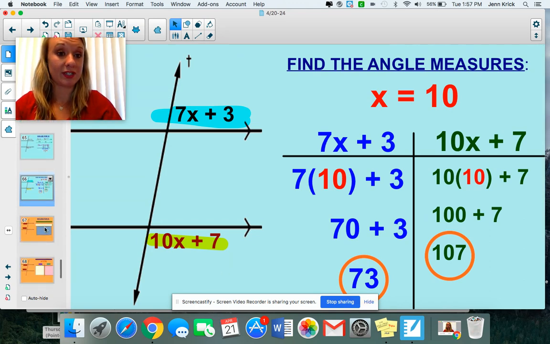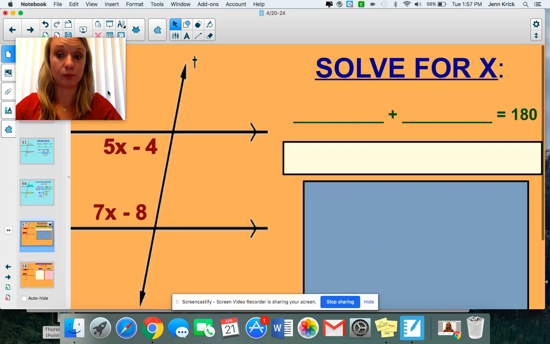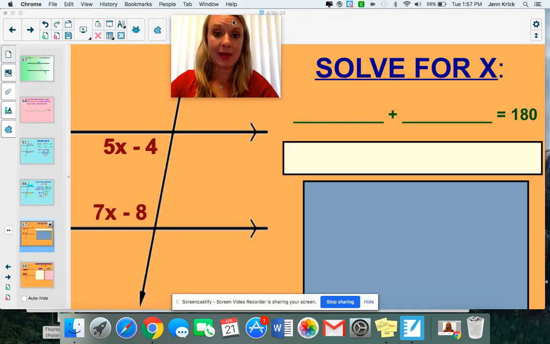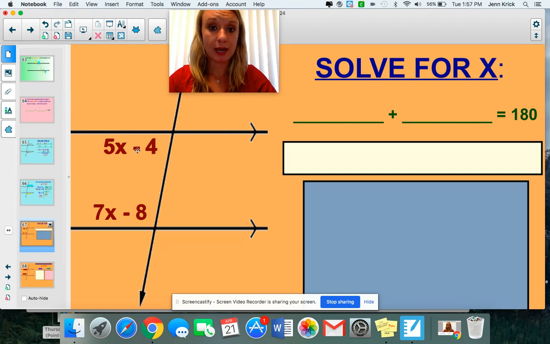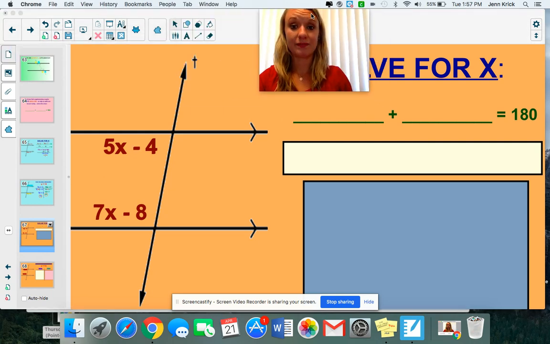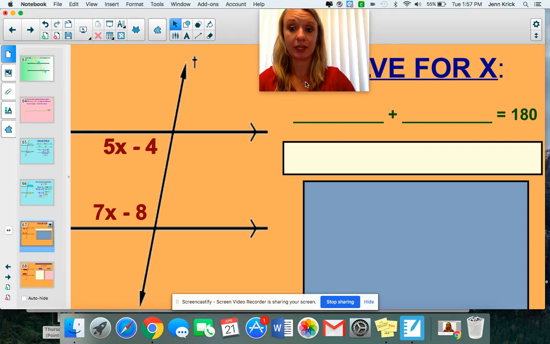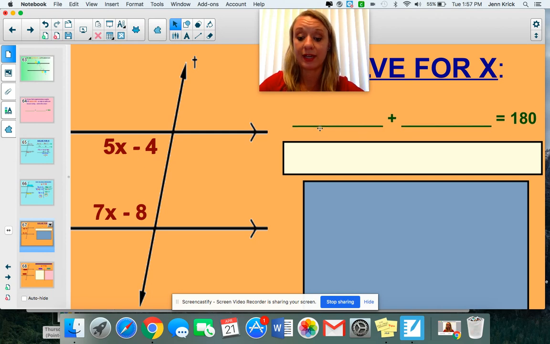Let's do one more example together before I set you off on your own. Okay, I'm asking you to solve for x. Right now, hopefully you see that these two angles are on the same side of the transversal and that they're both interior. Well, same side interior means they're supplementary. Therefore, we can plug in both equations and we can add them together to 180.